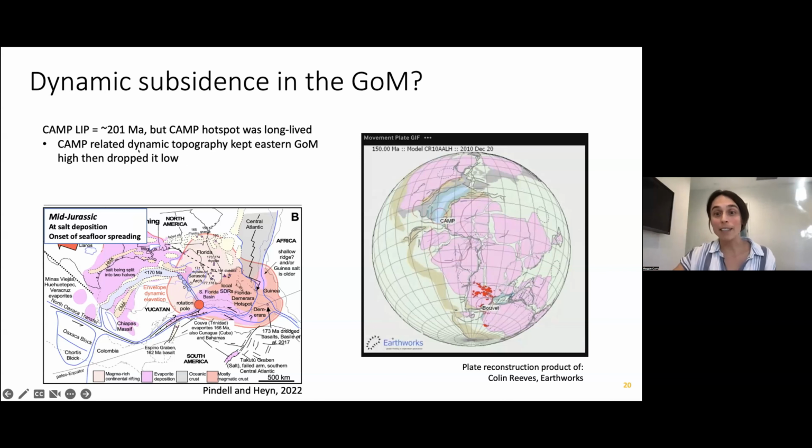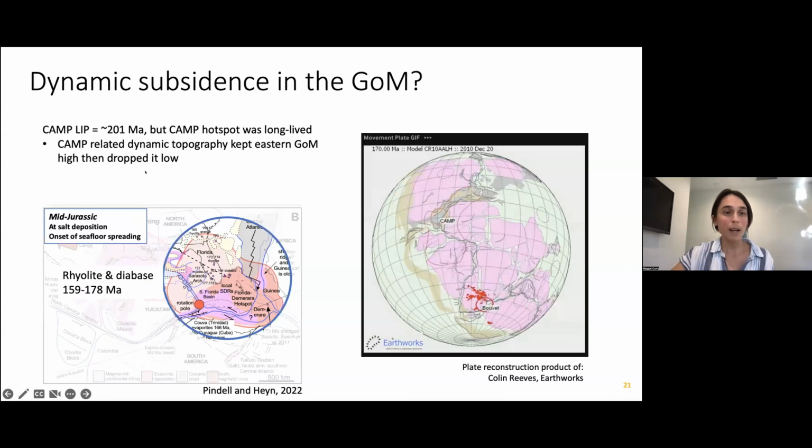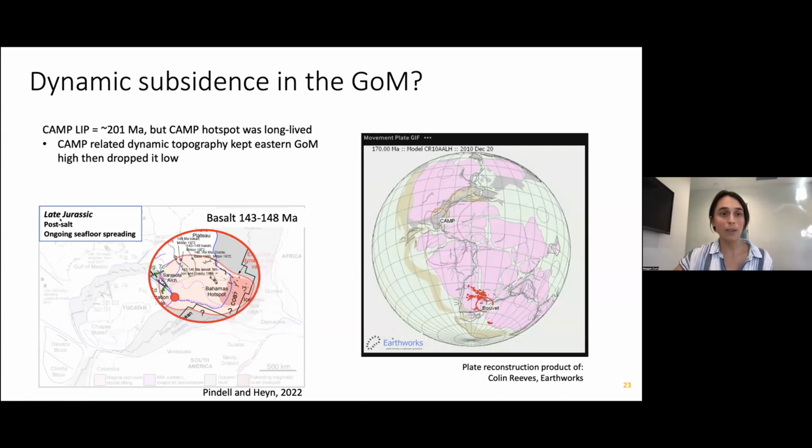Furthermore, it turns out there's evidence for magmatism in the mid to late Jurassic in the eastern GOM. You're quite fortunate because you're going to hear, I believe, more about this in the next talk by Jim Pendell. So all I'm going to say here is that there are igneous rocks of the correct age in the eastern Gulf of Mexico, right when I'm also observing these vertical movements. And you see it again a little later on as well. I'm not going to dwell on this because you're going to hear a lot more about it in the next talk.